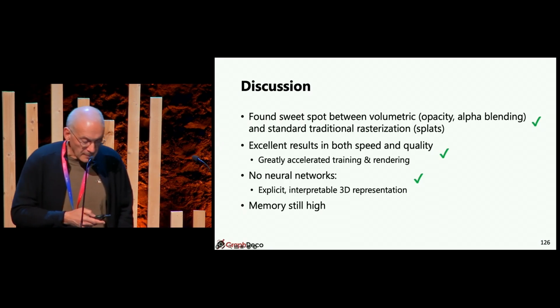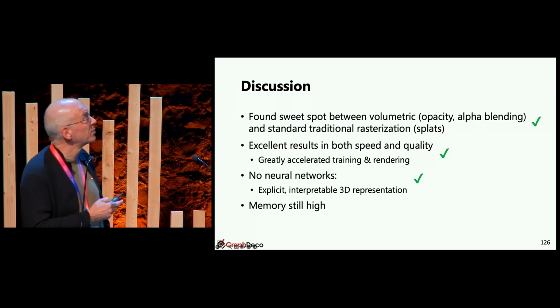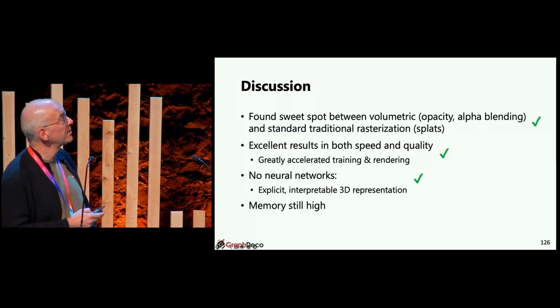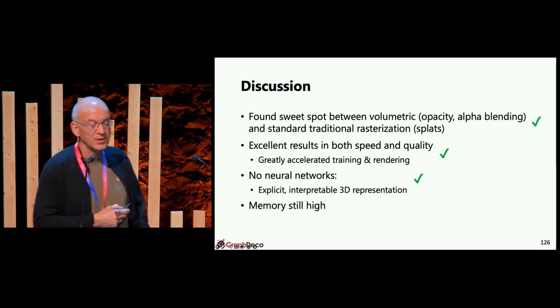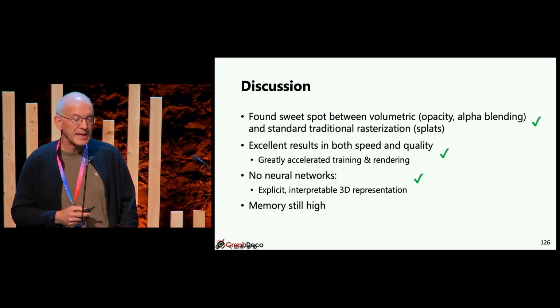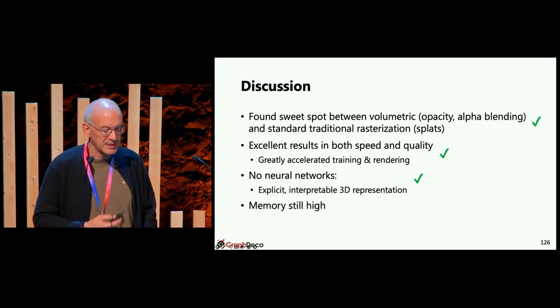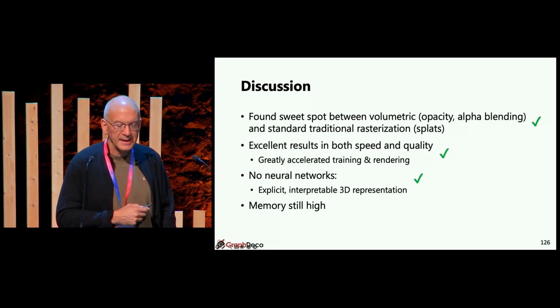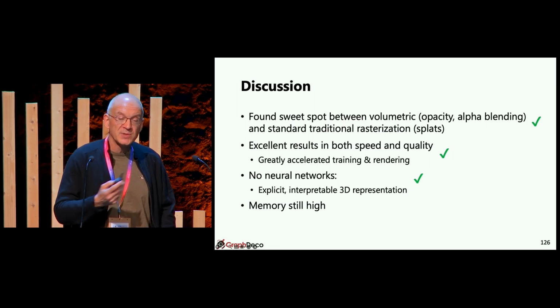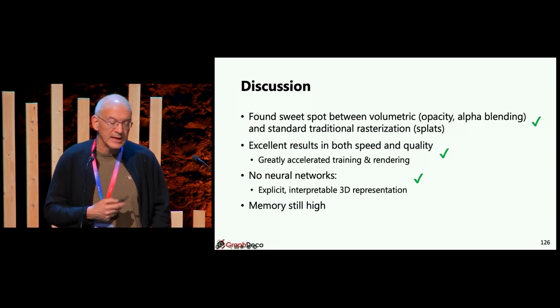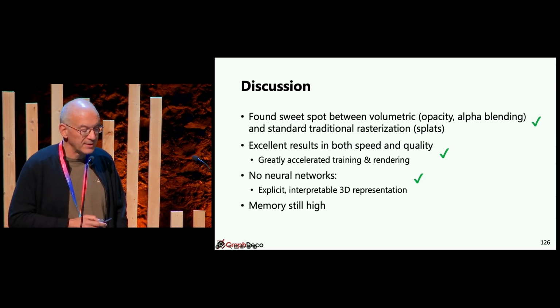So the method found the sweet spot between volumetric rendering, which we implemented using opacity and alpha blending, but we used it in the rasterization context, so we avoided the expensive ray marching step. We had excellent results in both speed and quality, greatly accelerating both the training and the rendering.